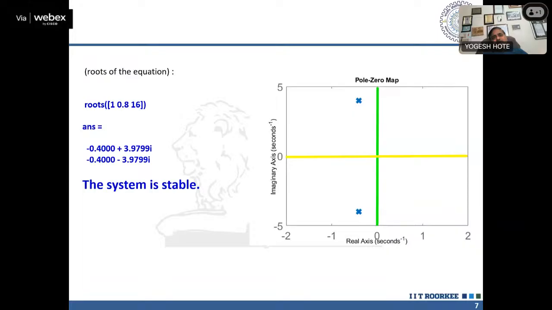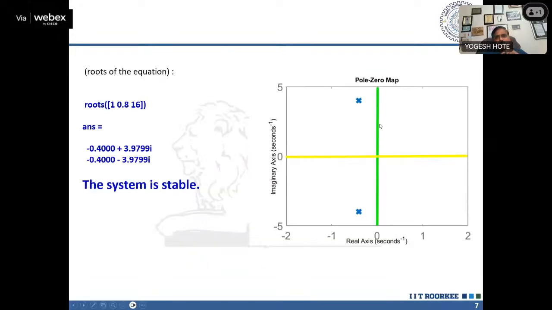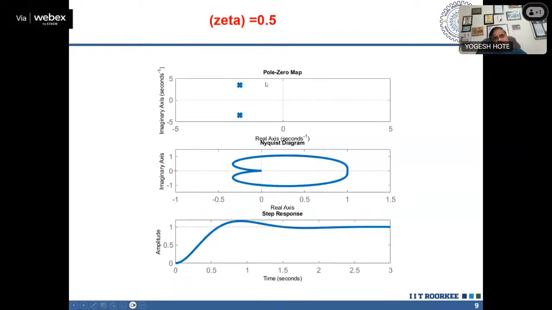So what changes have happened in both these results? That is, when we increase the damping, what is the observation? You can see the pole's position here, with these arrow cross marks. And when we change to zeta 0.5, you can see the pole position. Naturally, you observe that these poles are moving away. And you can see the Nyquist plot. The Nyquist plot is like this, and this response is this one.